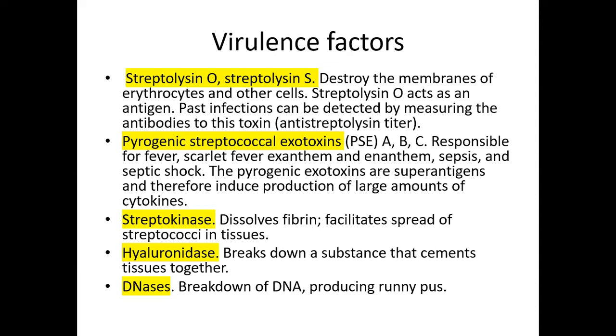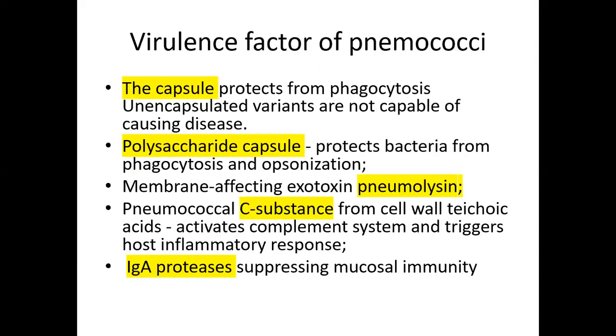Streptokinase dissolves fibrin and facilitates spread of streptococci in tissues. Hyaluronidase breaks down a substance that cements tissue together. DNase is the breakdown of DNA, producing RNA. Capsule protects from phagocytosis. Unencapsulated variants are not capable of causing disease. Polysaccharide capsule protects bacteria from phagocytosis and opsonization.